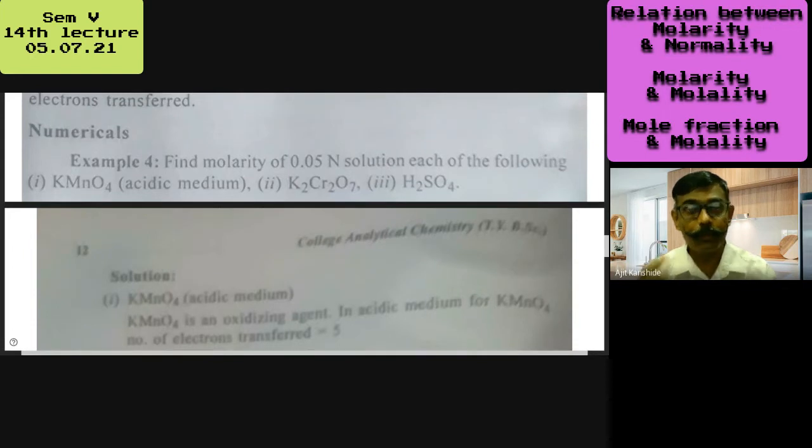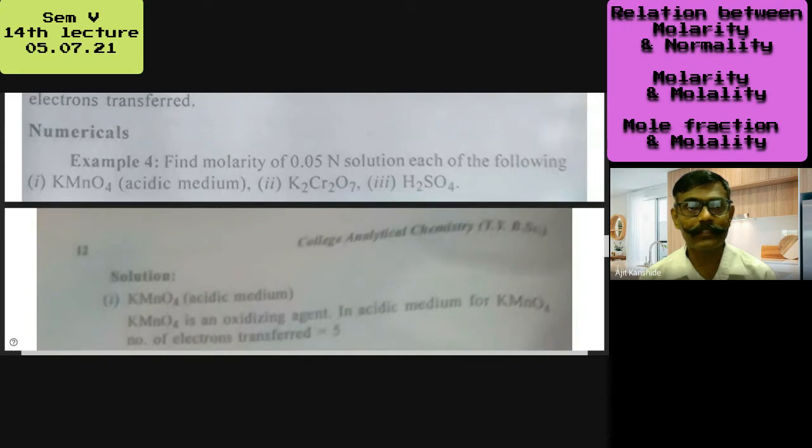Then answer my question. Who is involved in the transfer of electron in KMnO4? Potassium. Can anybody correct the answer? Magnesium is the wrong answer. Manganese. Right, manganese. But if you see the charge on the manganese, what is the charge on Mn? +7. Yes, +7. And this +7 gets converted to Mn +2 during the course of reaction.